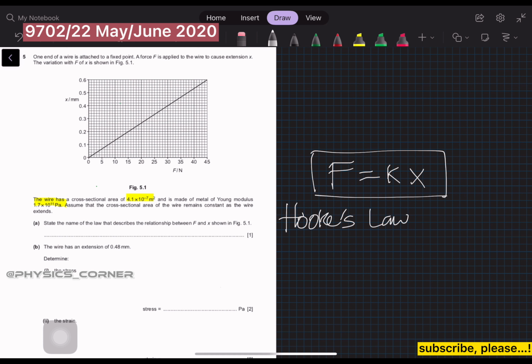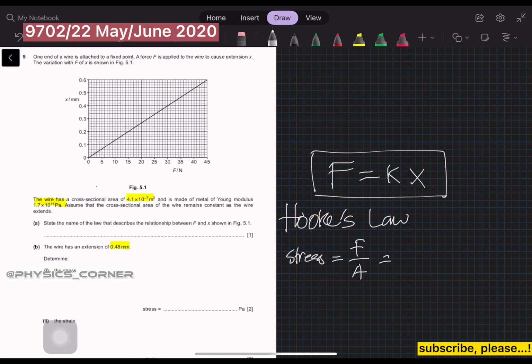Then we have another question. The wire has an extension of 0.48. Okay, this is 0.48 of extension. Determine the stress. Stress is force over area.